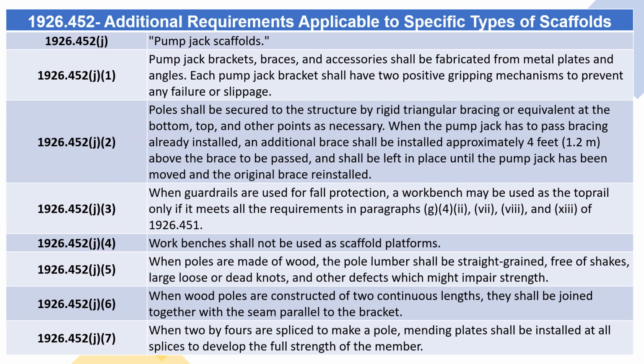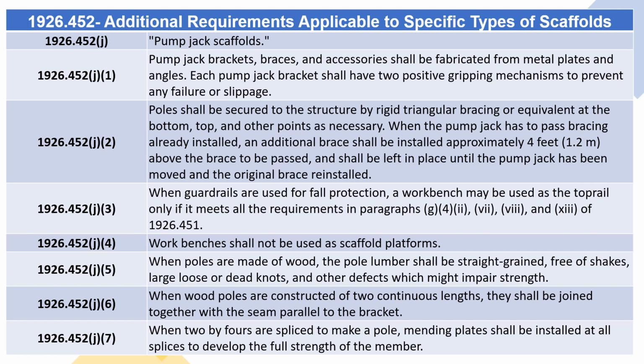1926.452 J. Pump jack scaffolds. 1926.452 J1 through J7. Pump jack brackets, braces, and accessories shall be fabricated from metal plates and angles. Each pump jack bracket shall have 2 positive gripping mechanisms to prevent any failure or slippage.